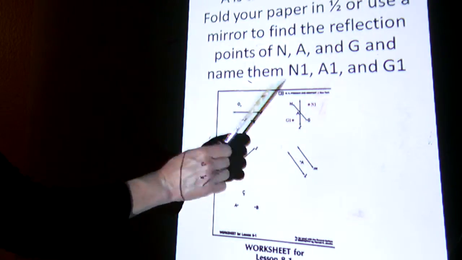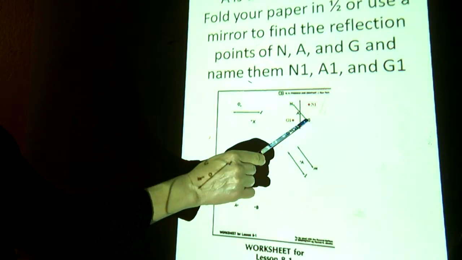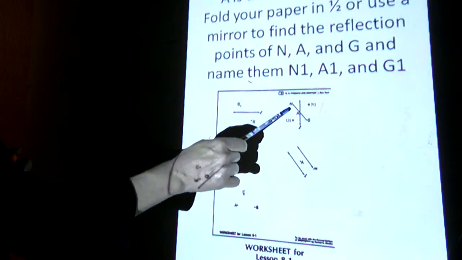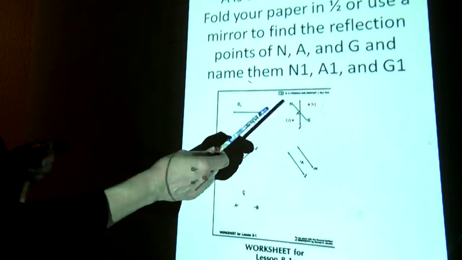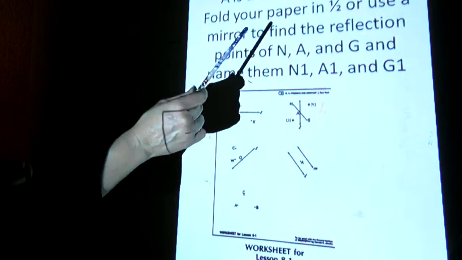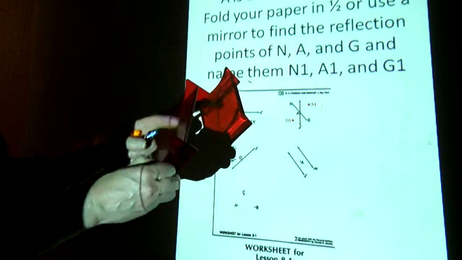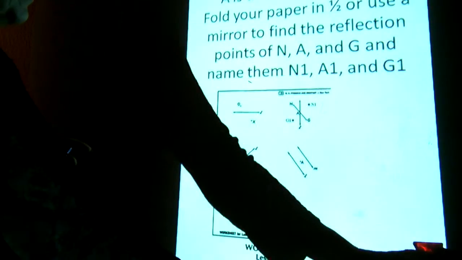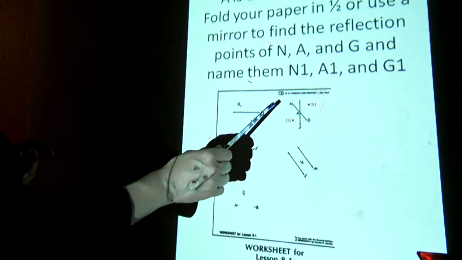So now we're going to do this one here. A is the midpoint of NG, so therefore we have NAG. So what you need to do is fold your paper in half, or use a mirror if you have one. It's a plexiglass, so if you have a piece of plexiglass, that might work. Or you use a mirror to find the reflection points of NAG.